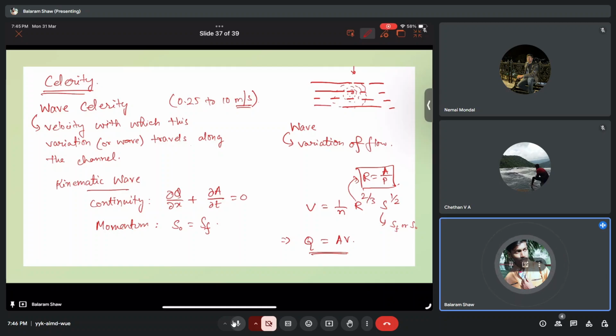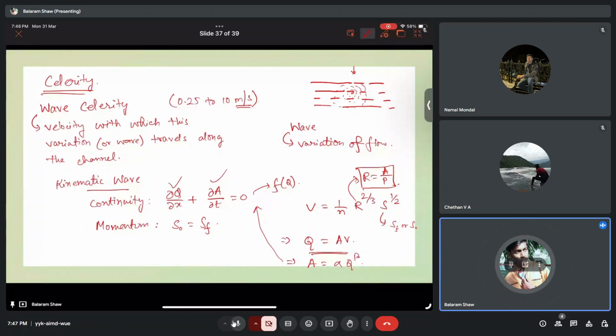Okay, now if you put all this here, you can write this A as alpha into Q to the power beta in this form, where beta will be 0.6 and alpha will be a one term, big term that you can just go through. Okay, and from this A you can find out del A del T and del Q del X also you can find out, and then you can see that after you put that here, it will be a function of only Q itself.